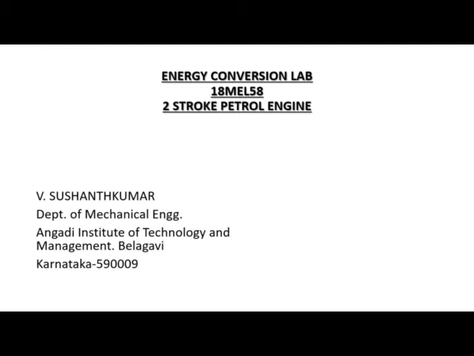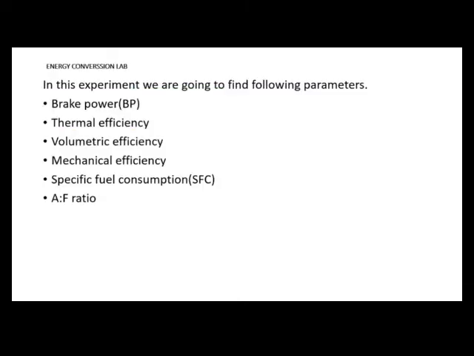So in today's lab we are going to discuss the two-stroke petrol engine. The aim of the experiment is a performance test on a two-stroke petrol engine. We are conducting this experiment to find the following parameters. All these terms we discussed in our previous semester in the applied thermodynamics subject, so we will apply that theory concept here. We will conduct the experiment and find parameters like brake power, thermal efficiency, volumetric efficiency, mechanical efficiency, specific fuel consumption, and air fuel ratio.